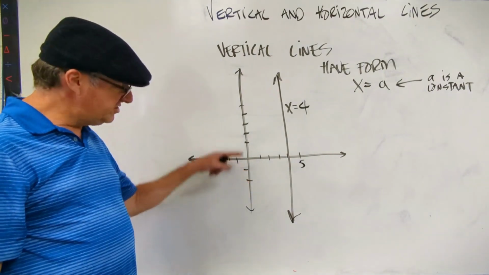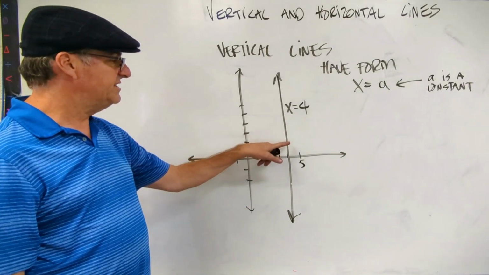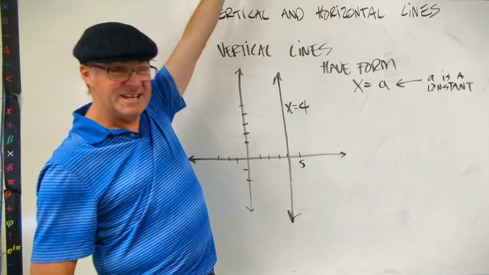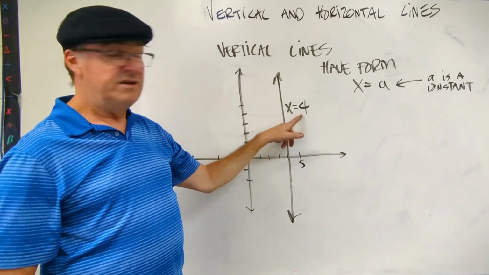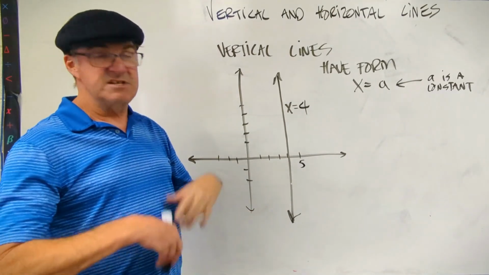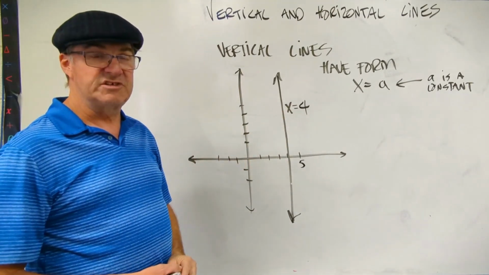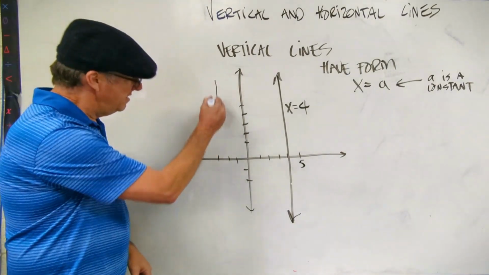When y is -2 down here, x is 4. When y is 1, x is 4. When y is a gazillion billion way up in the next galaxy, x is still 4. So a vertical line doesn't depend on y, and notice how there's no y in the equation for our vertical line. So now I'm going to give you another one.